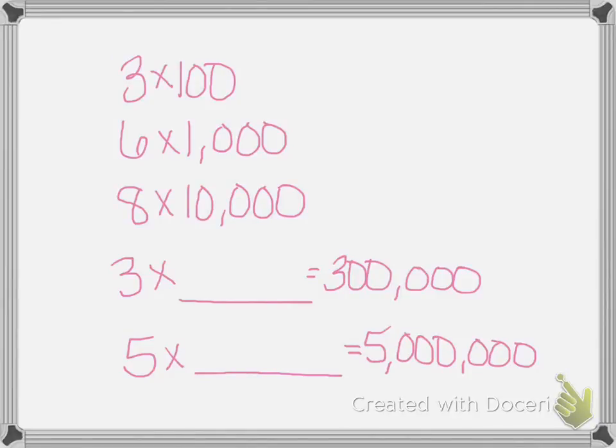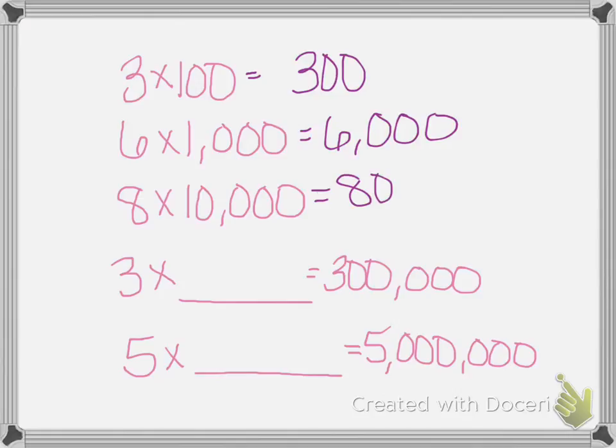Number 1 says solve. 3 times 100 or 300 equals 300. 6 times 1,000 or 1,000 equals 6,000. 8 times 10,000 is 80,000. And then D and E are a little different.